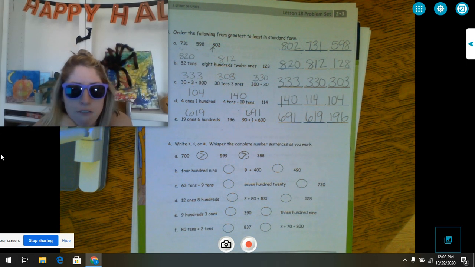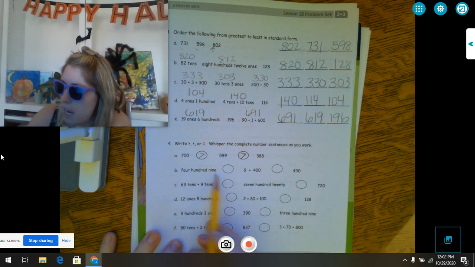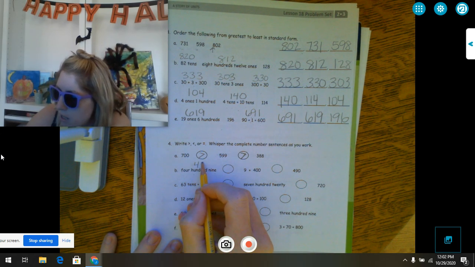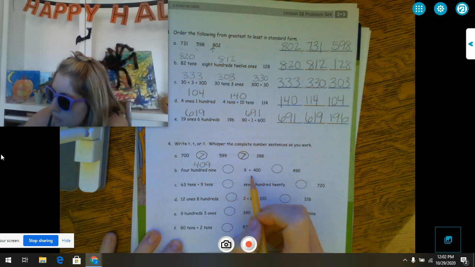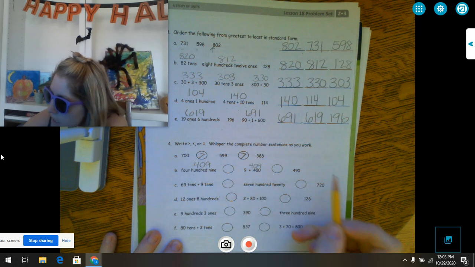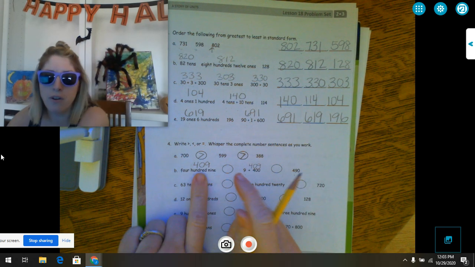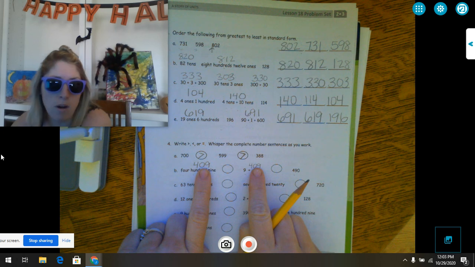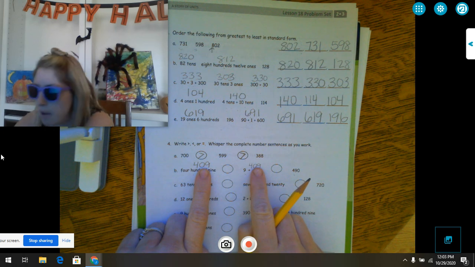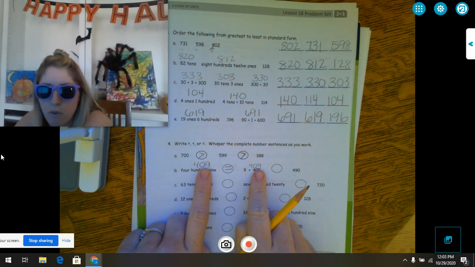Okay, letter B, 409. So we need to write that in standard form, 409. So 4 and then no tens and 9, 409. Then this one, we have a 9 plus 400, 409. And this one's 490, already in standard form for us. So what do you notice about these two numbers? They're exactly the same. And what goes in the middle of numbers that are exactly the same? An equal sign. 409 is equal to 409.